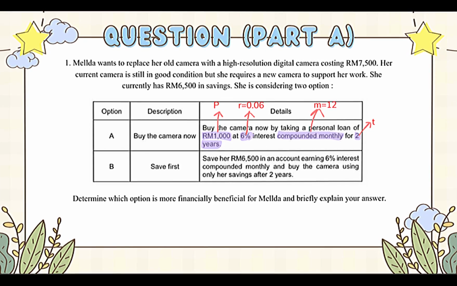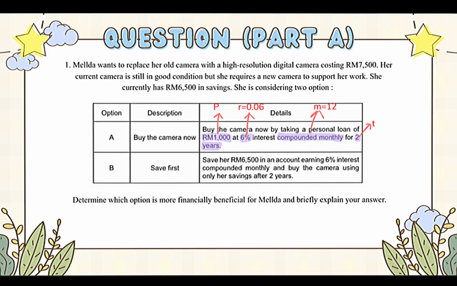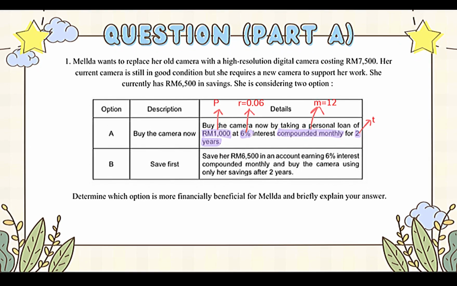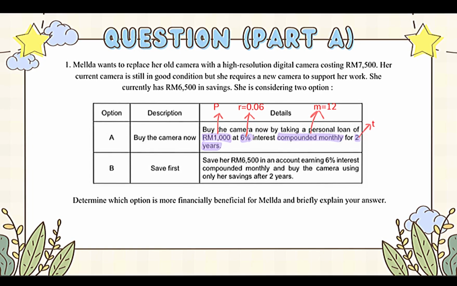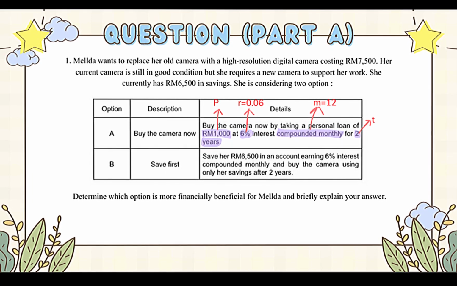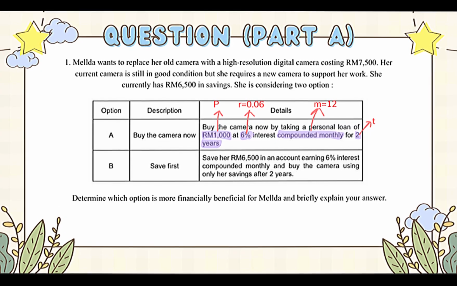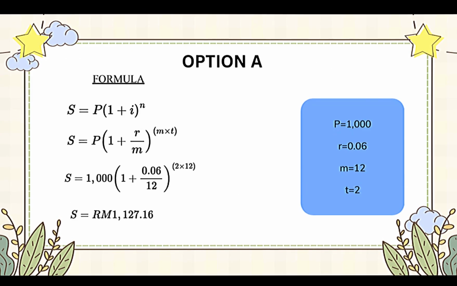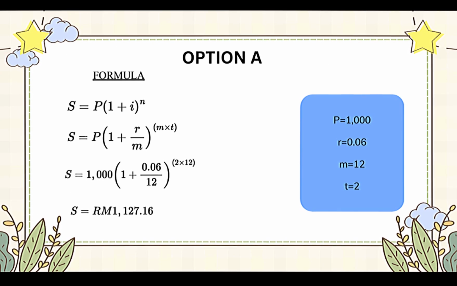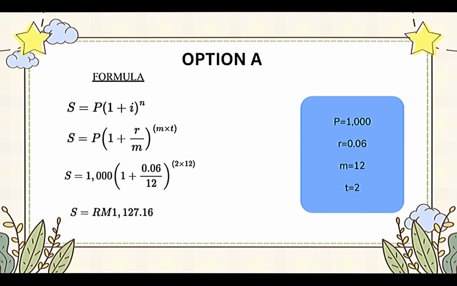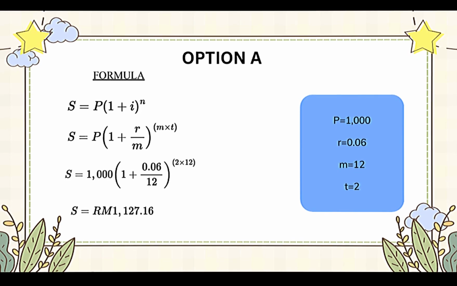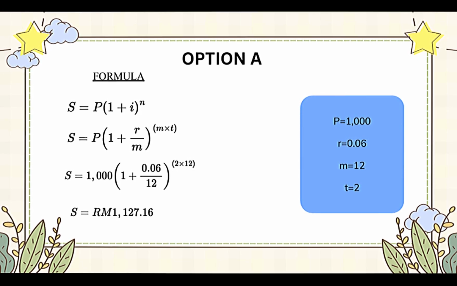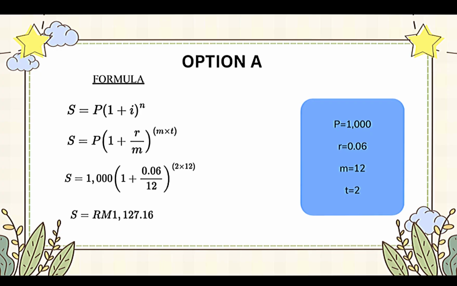From the statement given, the key financial details for option A are as follows. The first one, taking a personal loan of 1,000 ringgit is our P, and then the interest rate charge, which is 6%, which we need to convert to 0.06, which is our R, and then compounded monthly, which is M equal to 12, and lastly our T is 2 years. With all the information available, we need to substitute all the known values into the formula, which is S equal to P(1 + i)^n. And then we will get the final answer, which is S equal to 1,127 ringgit 16 cents.